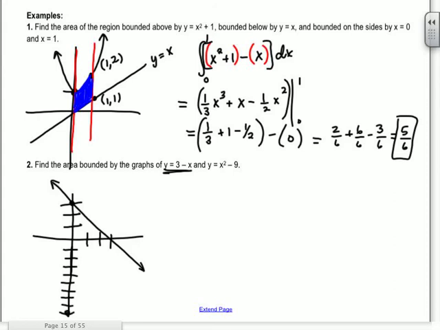It goes through 0 and negative 9, right? That's its vertex, 0, negative 9. Where does it cross the x-axis? Negative 3 and 3, right? That's where y is equal to 0. So here and here.